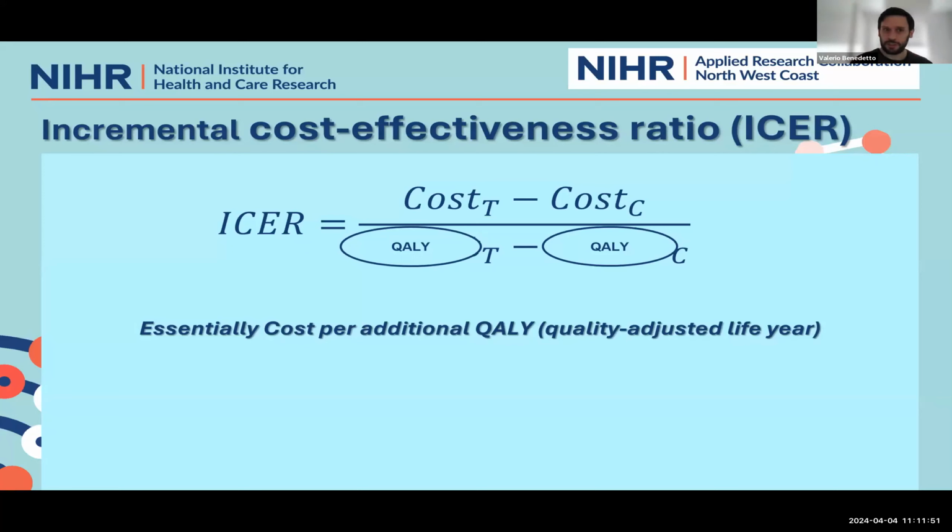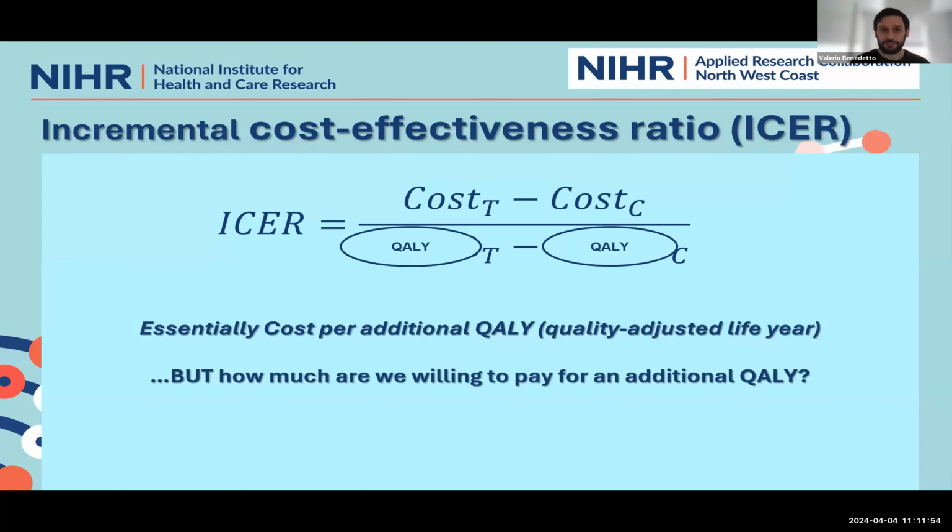Now, I'm talking a lot about QALYs because the QALY is really the common metric used to make resource allocation decisions across the healthcare system in the UK. If you think about finding this cost per additional QALY, it might be something very high or very small. For example, it might be £10,000 per additional QALY, or £30,000. For some decision makers, £30,000 might be acceptable. For others, it might be too high.